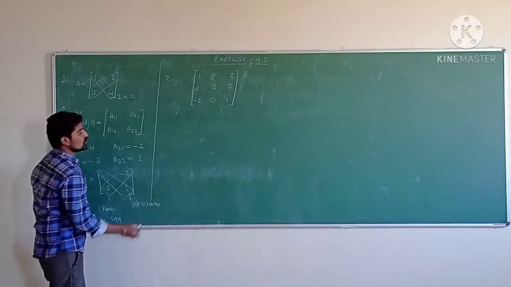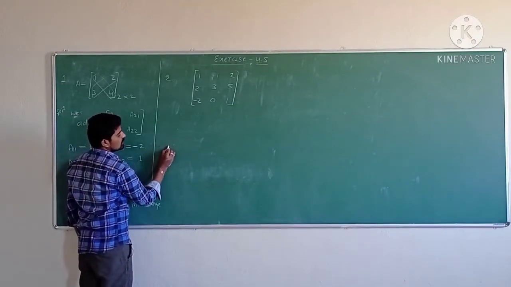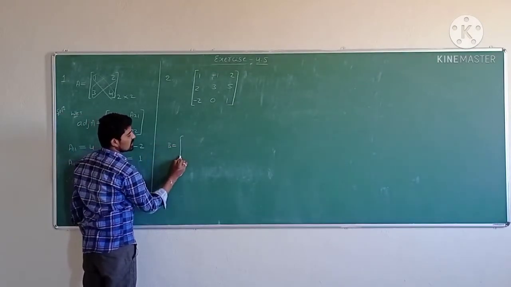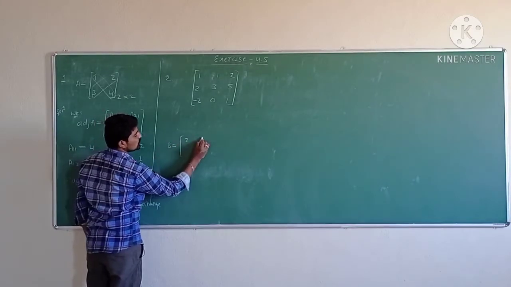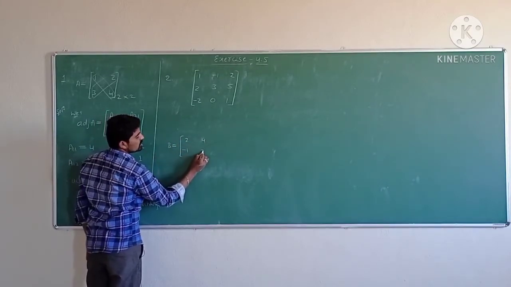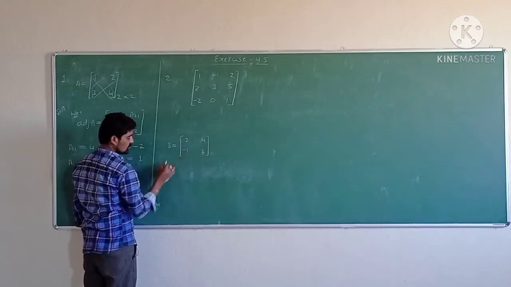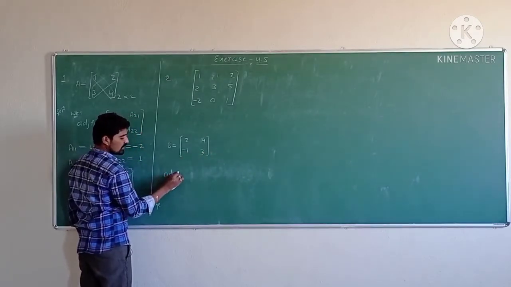So you may consider one more example. Let B be another matrix and the elements of the matrix B are 2, 4, minus 1, 3. So adjoint of the matrix B will be given.